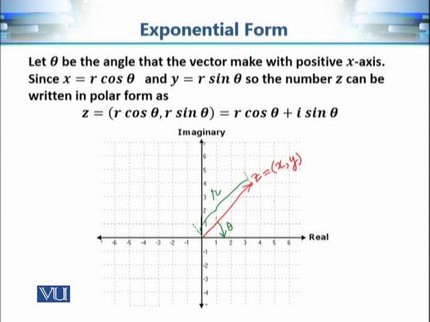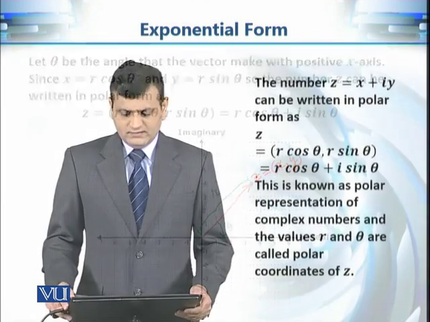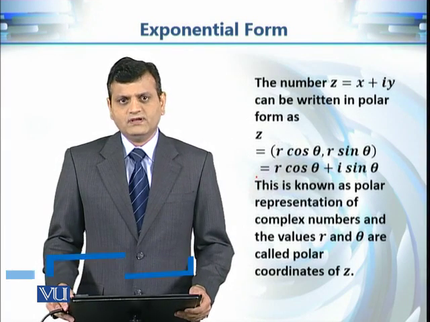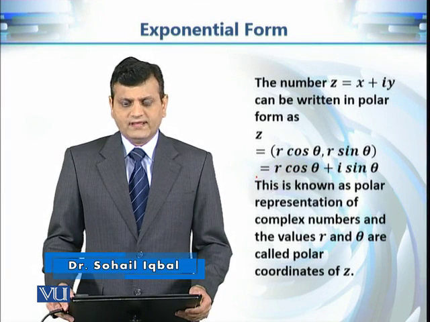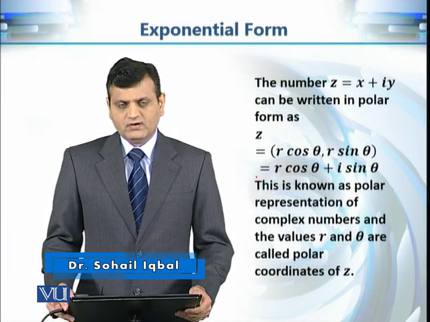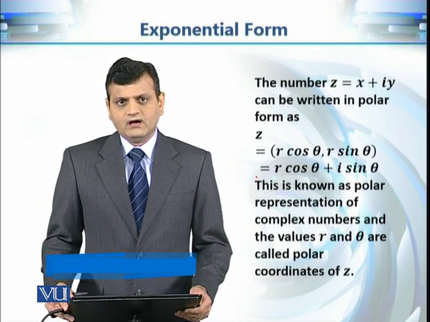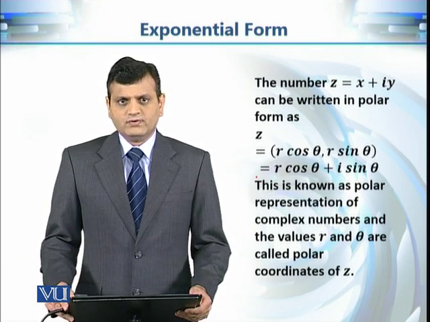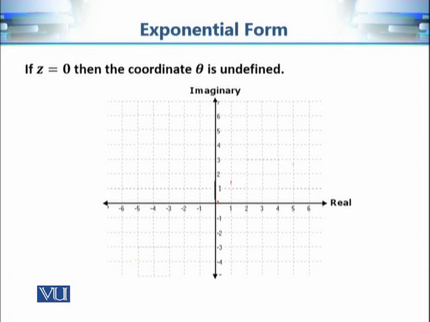So in other words, if this is the complex number, then this angle theta, which we are calculating with positive x-axis, will tell us about the direction of this complex number. Now these two quantities will completely specify a complex number in plane. So this way of writing down complex numbers is known as polar representation of complex numbers, and r and theta are known as the polar coordinates.